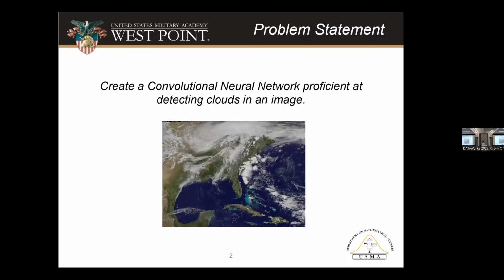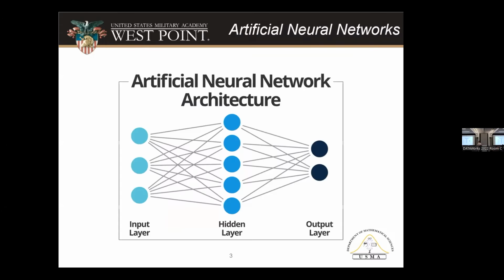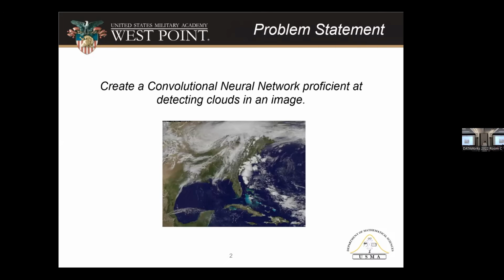In coordination with Lockheed Martin and the map department at West Point, we had this problem. Can we take a satellite image and detect if there's a cloud or ice in the image? At first I thought this was going to be an easy problem, it's just the image. But if you think of it, clouds and ice are both white. So inherently, it's a difficult problem because they're amorphous shapes.